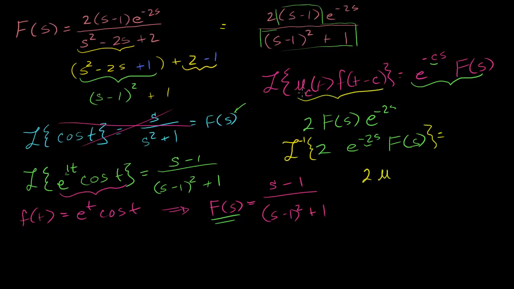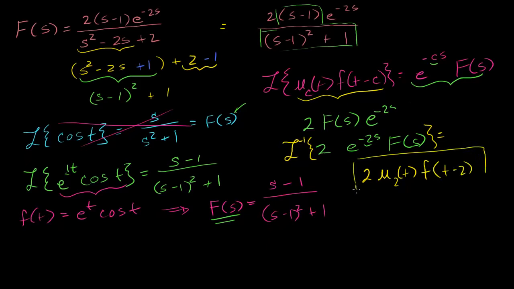The unit step function, what's our c? If you can just pattern match, you have a 2 here, you have a c, minus 2. So c is 2. The unit step function is 0 until it gets to 2, times t, and then it becomes 1 after t is equal to 2, times our function shifted by 2. Shifted by 2. So this is our inverse Laplace transform.